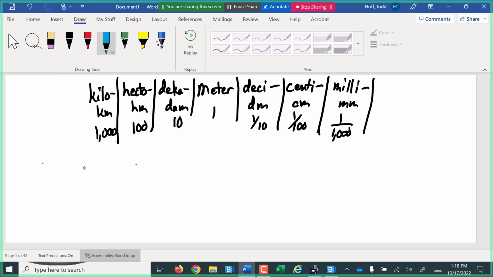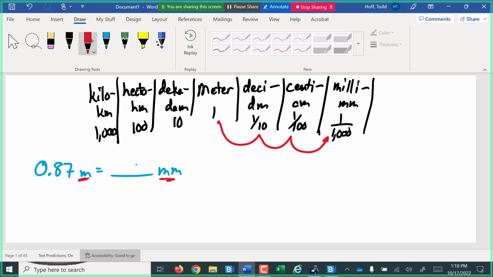So if I have 0.87 meters and I want to turn it into millimeters, I look at my chart. I'm going from meters to millimeters. From meters to millimeters is 1, 2, 3 spots to the right on the chart. My decimal point goes 1, 2, 3. I have to add a 0. 3 spots to the right, and I get 870 millimeters.